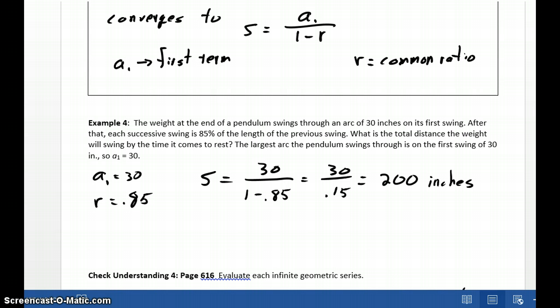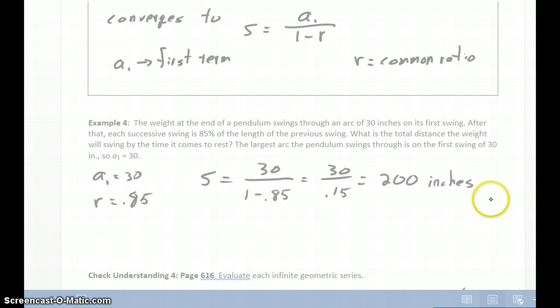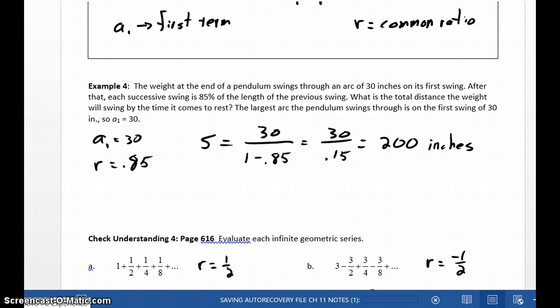Now go ahead and do the check understanding that I have written there, and we will follow that up with checking your results. All right, I think you can see them there. Your common ratio I've written for you. You should be able to see that. Now use the formula to determine the sum of these converging infinite geometric series.